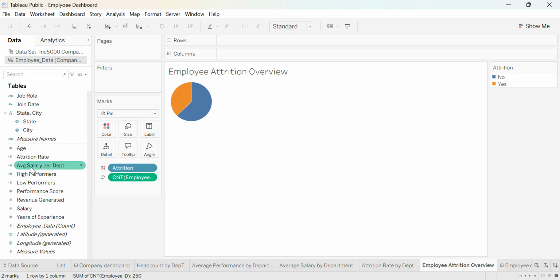The second calculated field is average salary. This formula is simply the average of the salary column. This gives the mean annual compensation per department. The third calculated field is performance score. The formula is the average of the performance score column.